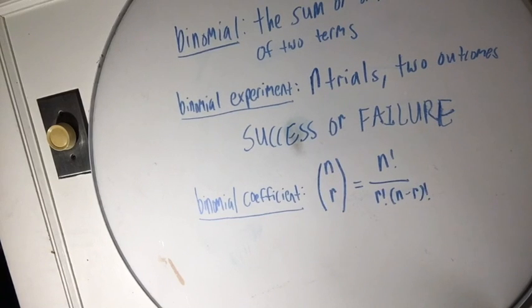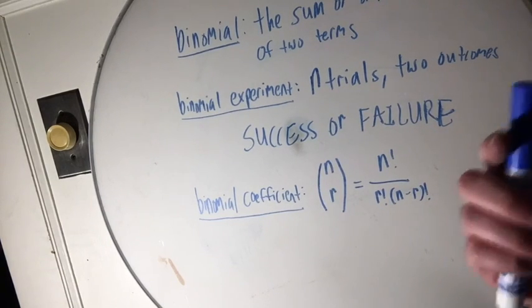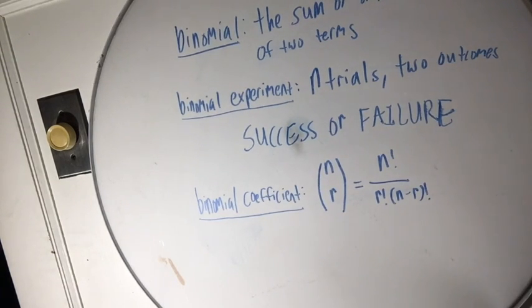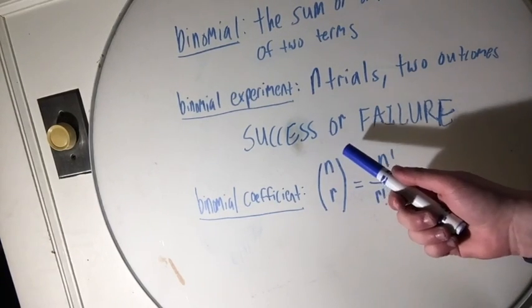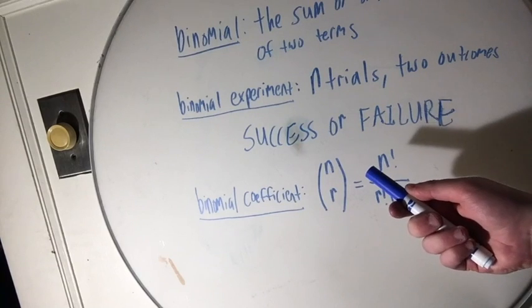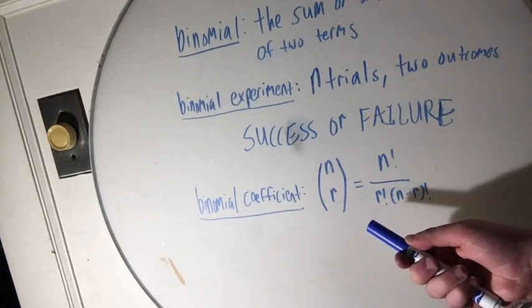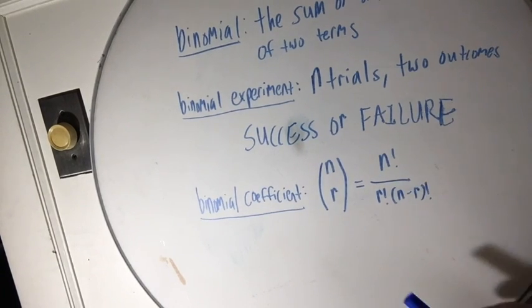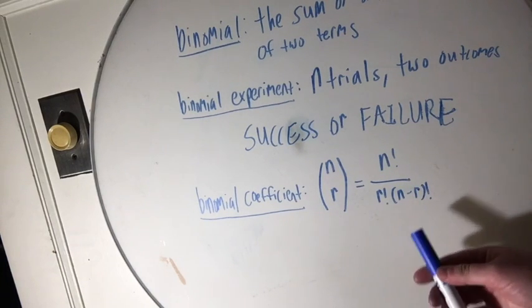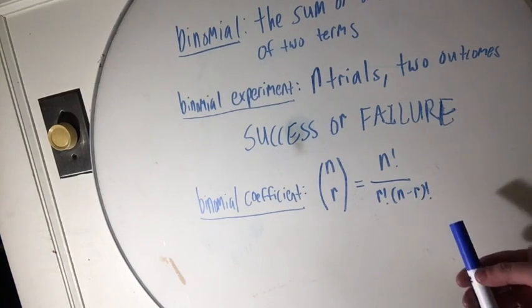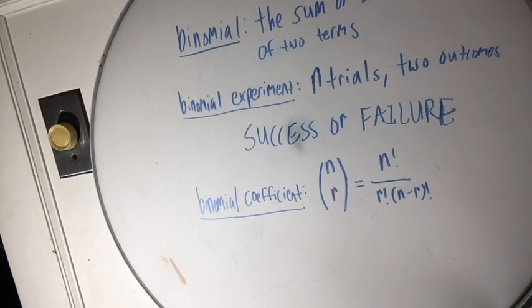For calculating the binomial expansions and the probabilities in binomial experiments, we use the binomial coefficient. This is n choose r. n is the number of trials, r is the term you're looking for. So if you look in your formula booklet under topic 1.3, you see that it comes from n factorial over r factorial times n minus r factorial. Factorial is a number multiplied by its preceding real numbers.